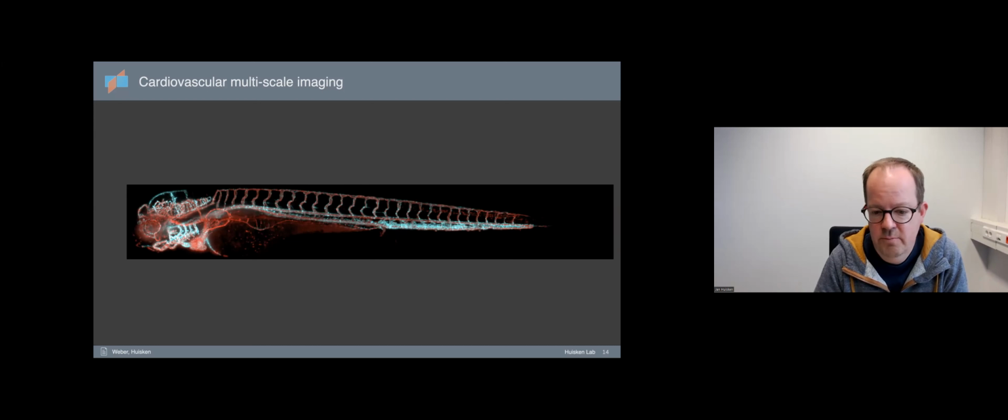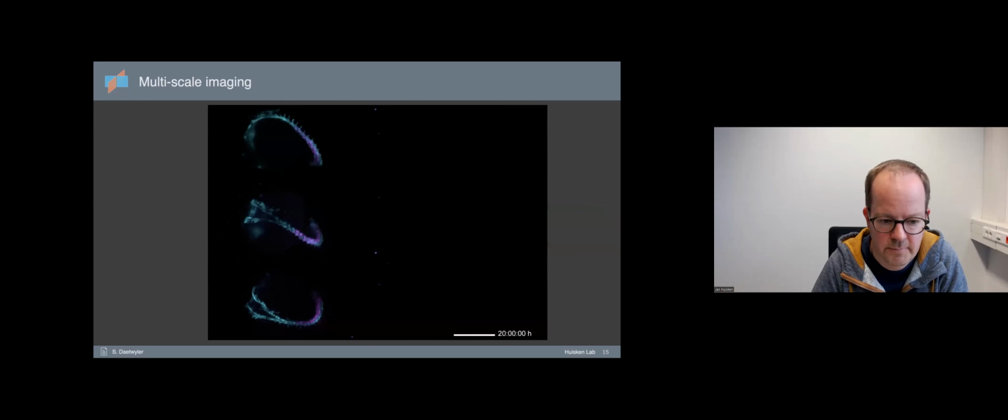So that means we need to be more clever about how we acquire the data, right? We cannot simply blindly go somewhere and image something, because we might be missing other things that might be going on outside of our field of view.